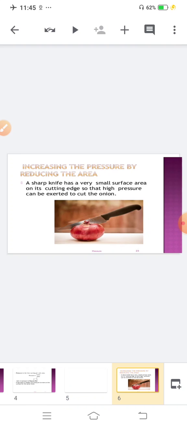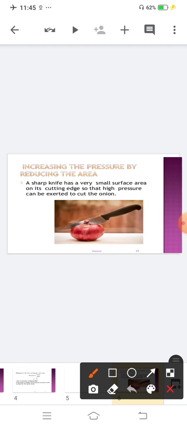Now, increasing the pressure by reducing the area. These are the examples. A sharp knife has a very small surface area on its cutting edge so that high pressure can be exerted to cut the onion, as compared to a blunt knife. Clear?